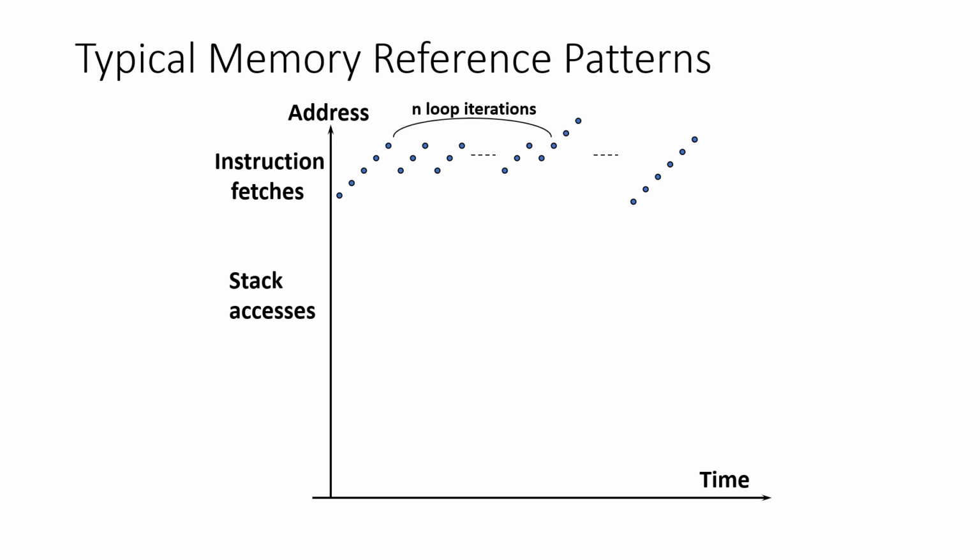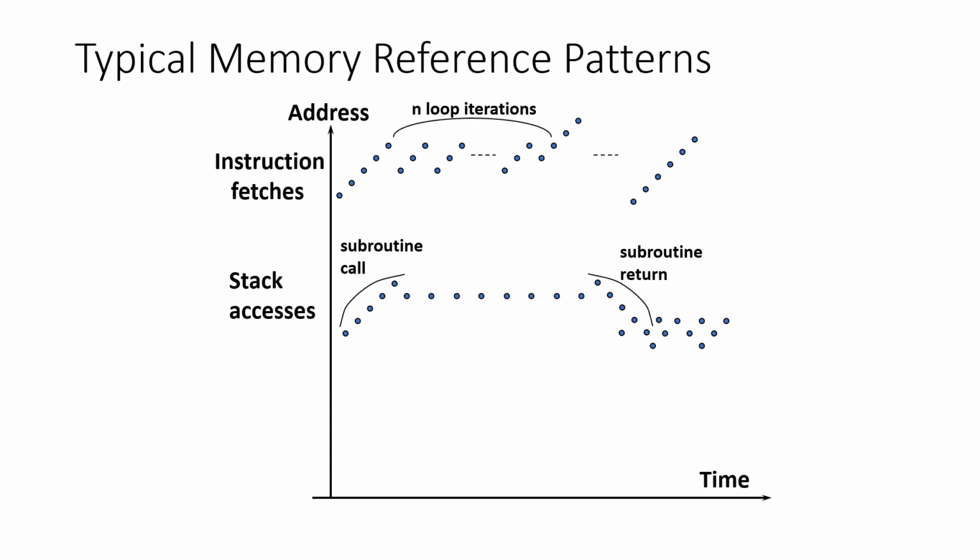Stack accesses also have a distinct access pattern. As you make subroutine calls, data is pushed on the stack, return address and other callers save their registers, and during the execution of a subroutine, you might access an argument that has been stored on the stack, and then the subroutine returns.